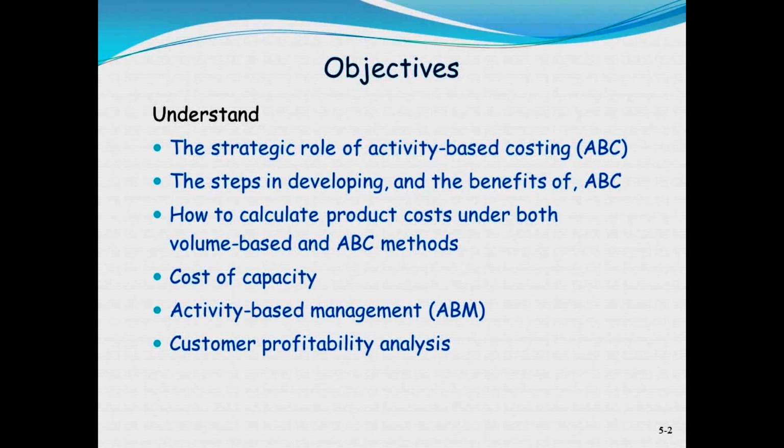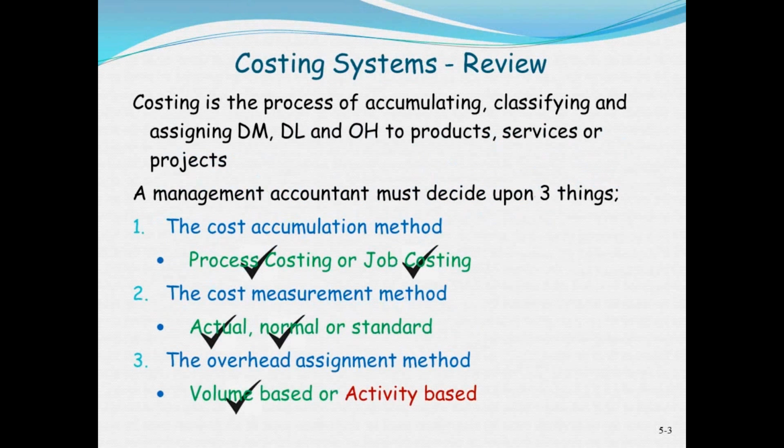We'll talk about using cost of capacity rather than the actual amount of units used, and the advantages of cost of capacity. We'll talk about activity-based management, which is an offshoot of activity-based costing, and a specific type of activity-based management, which is customer profitability analysis. Got another check mark. We're getting there. We can check off process costing now, and we're going to be working on activity-based costing.